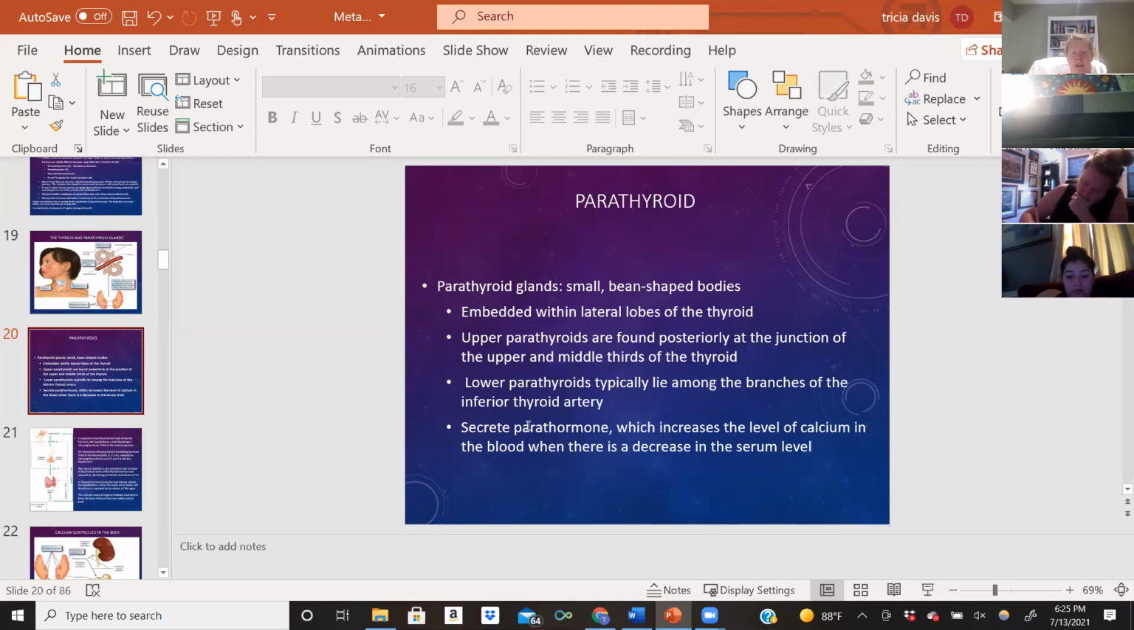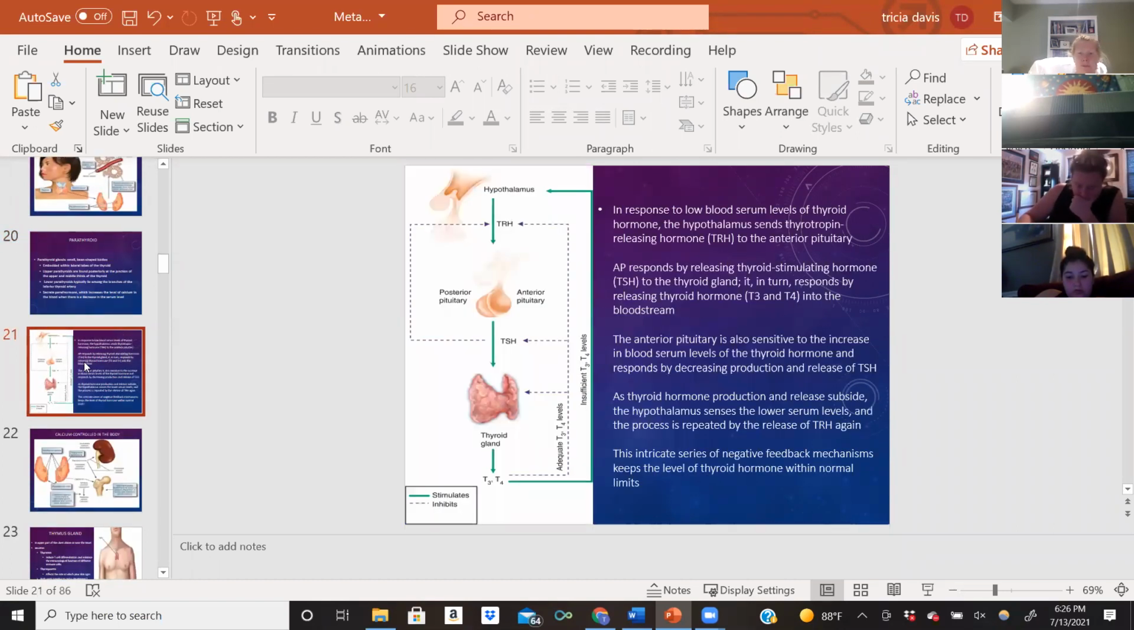Our parathyroid glands do secrete parathormone, which increases the level of calcium in the blood when there's a decrease in the serum level. So we know that one of the big things our parathyroid does is control our calcium levels. So this is just kind of like that feedback system.